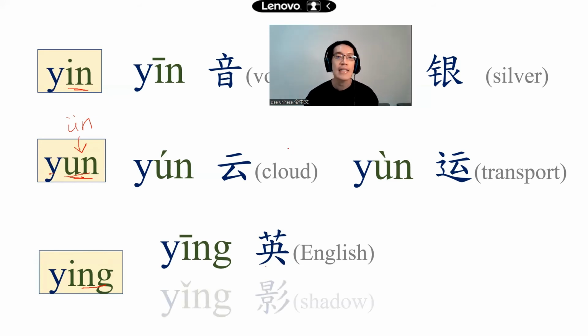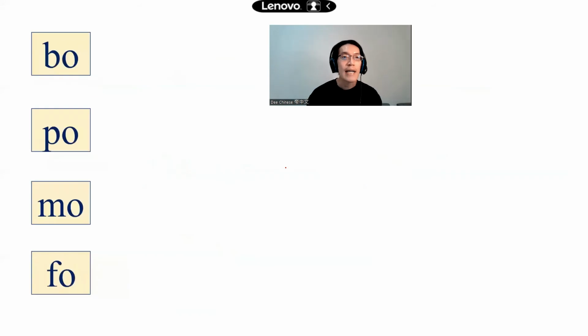And the next one is ying, which means shadow. Okay, let's take a look at the next one.